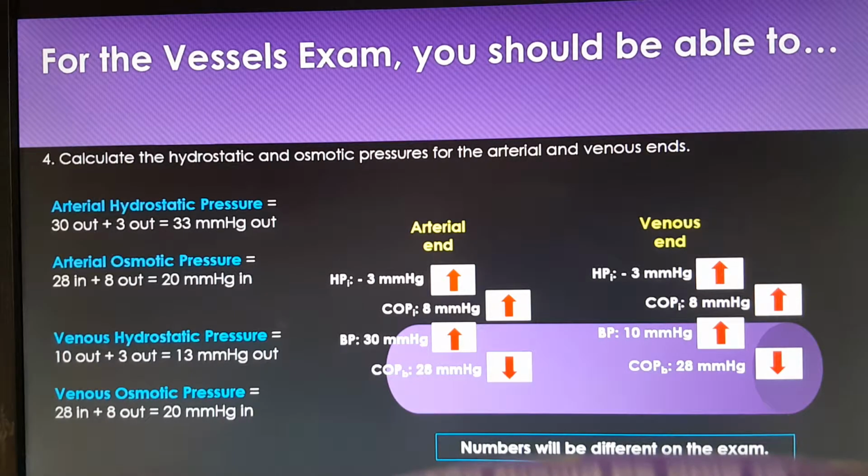On your venous end, hydrostatic pressures, so your blood pressure as well as your hydrostatic pressure of your interstitial fluid, both arrows are going out of your capillaries, so they help each other, so that combination of 10 plus 3 helping each other ends up being 13 millimeters of mercury pressure driving out of your capillaries. For osmotic pressures, they oppose each other. So 28 opposed by 8, you end up with 20 millimeters of mercury pressure in, since the 28 is your bigger number, therefore driving fluid into your capillaries.